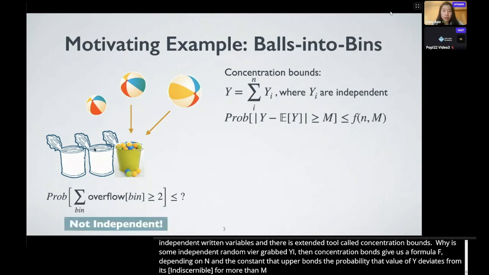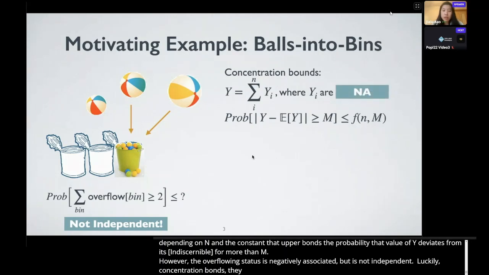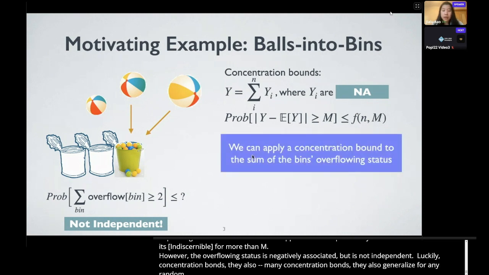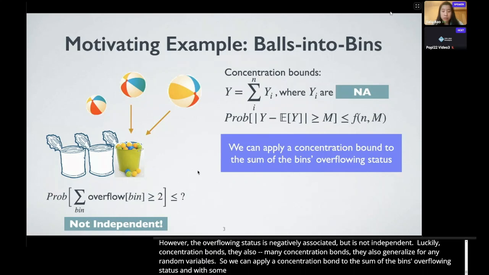However, the overflowing status of our bins is negatively associated, but not independent. Luckily, many concentration bounds also generalize to negatively associated random variables. So we can apply a concentration bound to the sum of the bins' overflowing status, and with some rearranging of the terms, we can bound this probability.